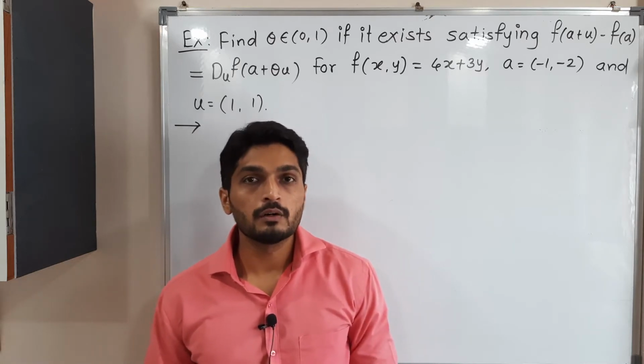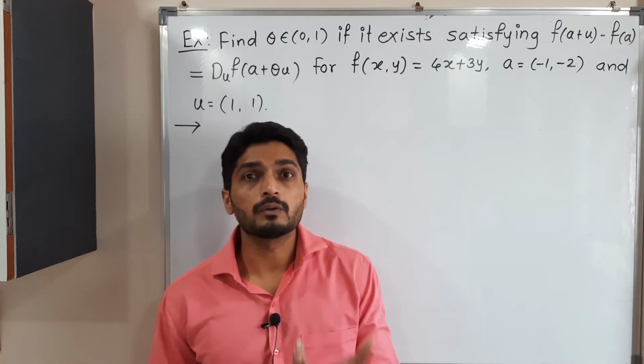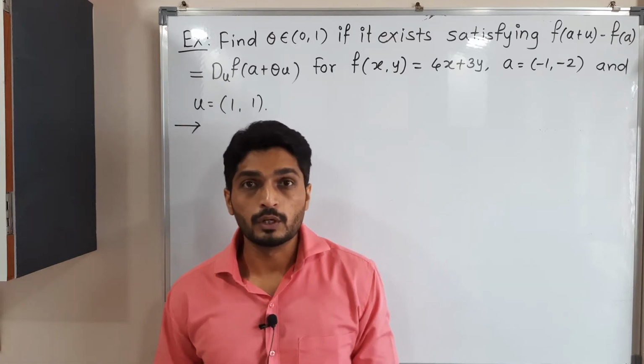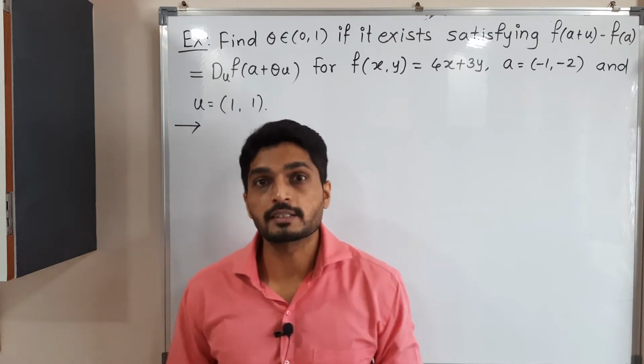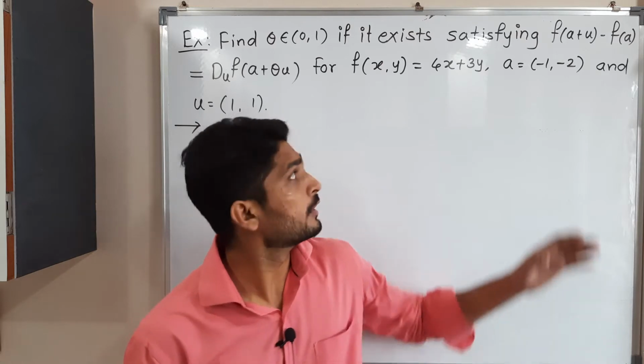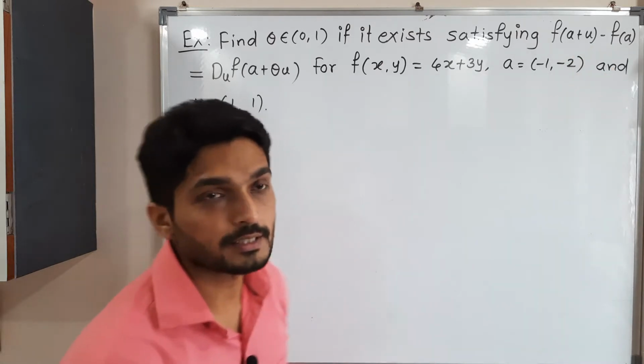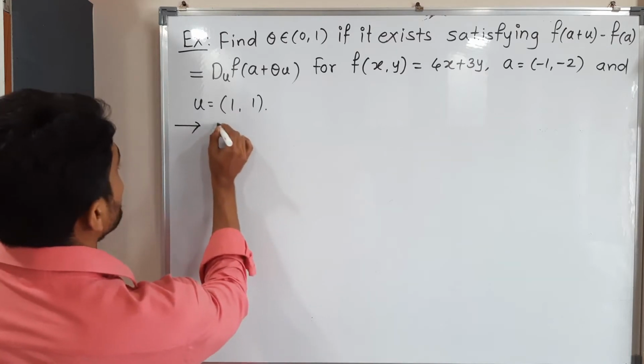So things are already given: we have a as well as u. Let us focus on the left hand side. First of all, we will try to find the value of the left hand side, which is f of a plus u minus f of a.